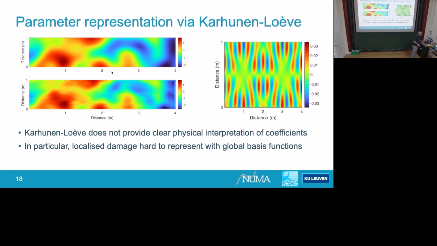In this situation, I've shown you the image of the bridge. We are looking for localized damage. That's basically the thing we are interested in. KL expansions may not be the best way to represent localized damage because they are global basis functions. So we were wondering, what can we do if we look into different parameter representations for this problem than a KL expansion? Also, each of these terms doesn't give us a clear physical interpretation of what the underlying coefficient is.